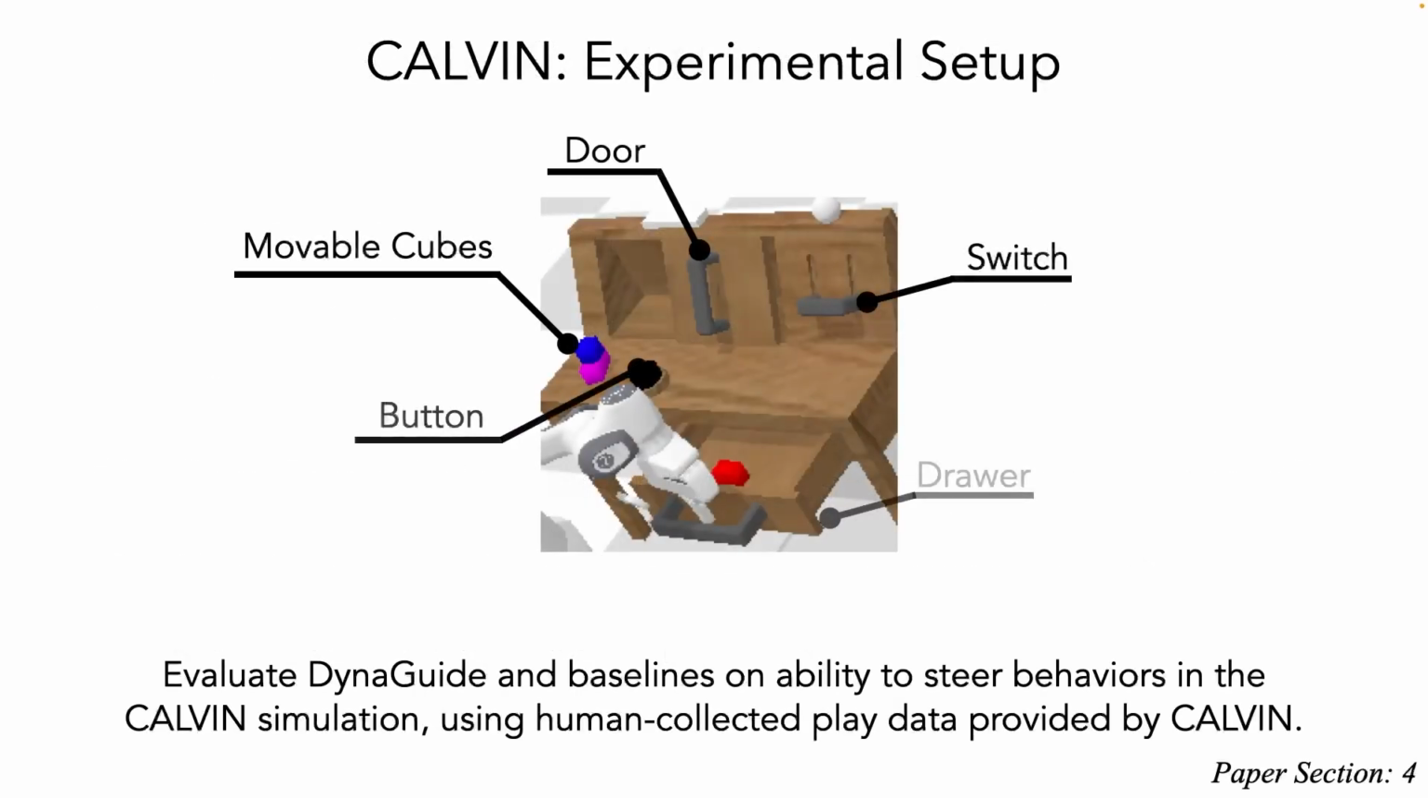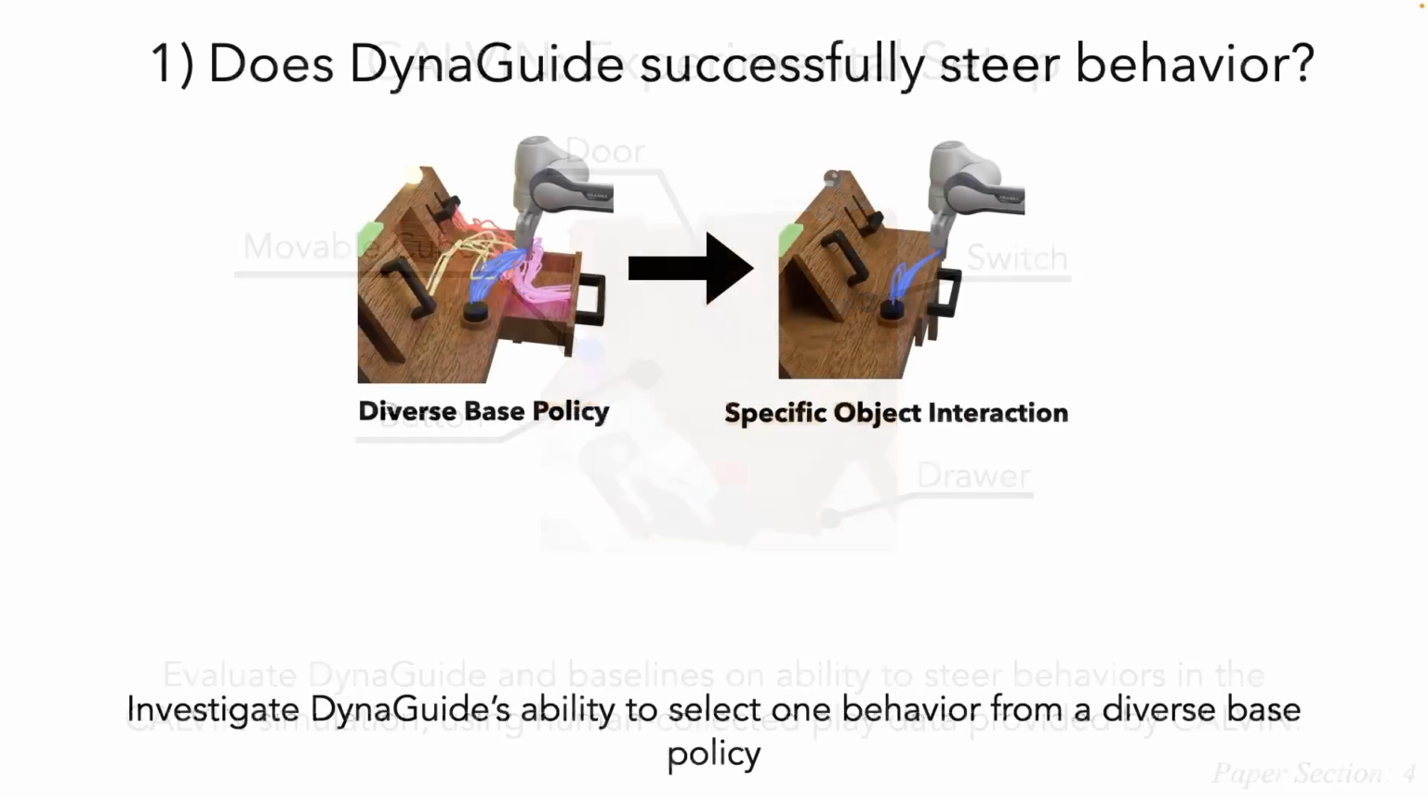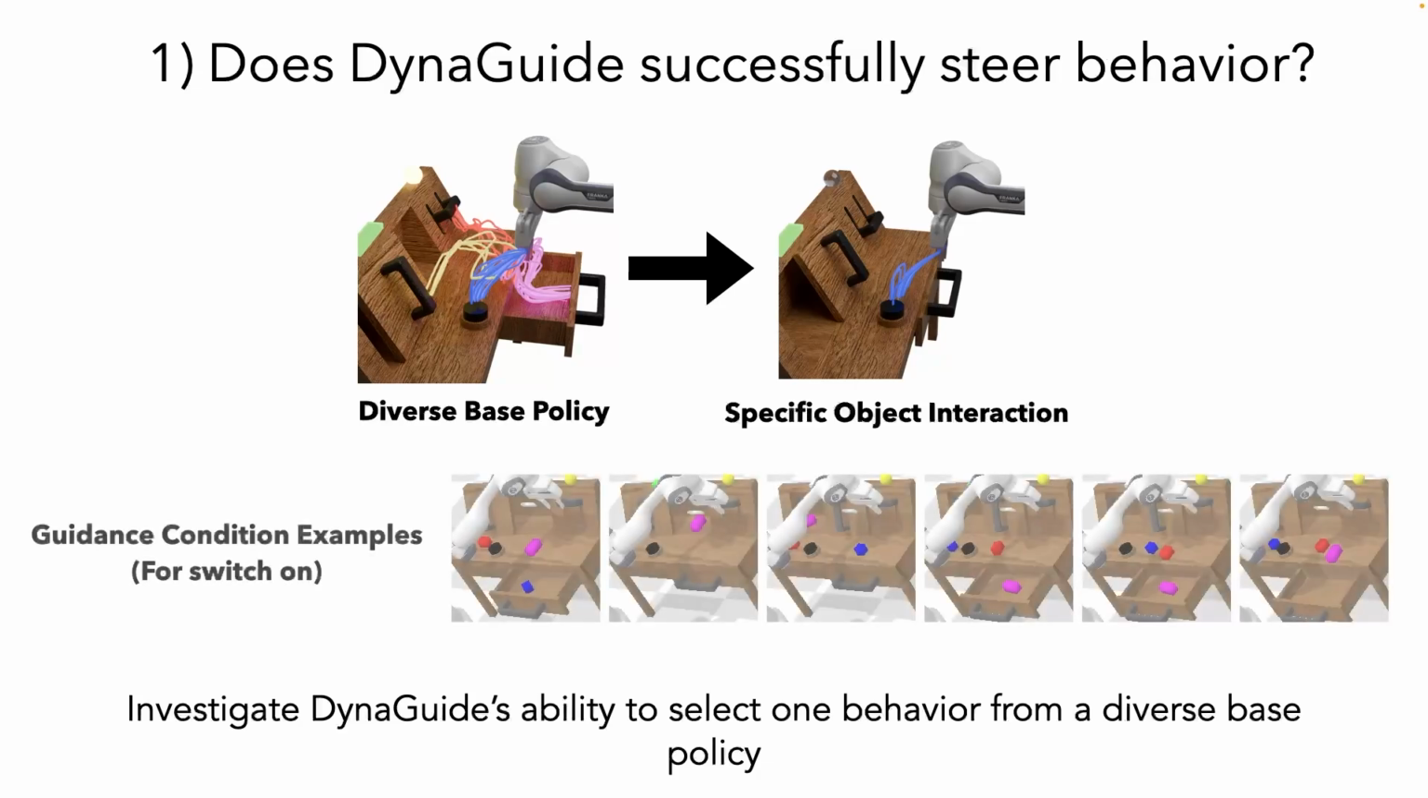We conduct experiments in this Kelvin environment, which contains articulated parts and randomly arranged blocks. It comes with an extensive set of human-collected play data that we use to train a base diffusion policy and a dynamics model. In our first experiments, we look at the ability for DynaGuide to take a diverse policy and narrow its behavior down to one object interaction. As guidance conditions, we only provide positive examples showing successful outcome of that behavior.